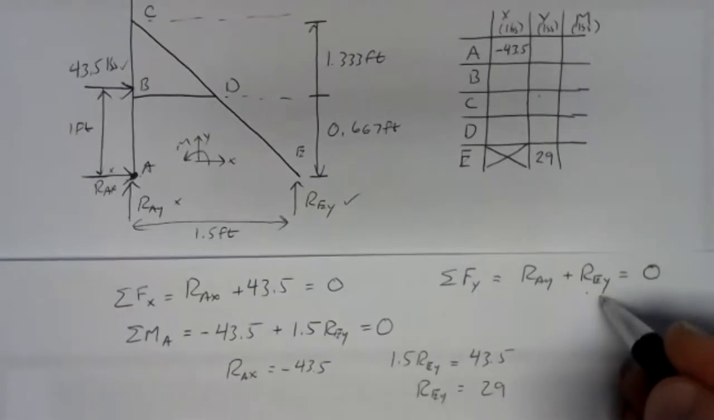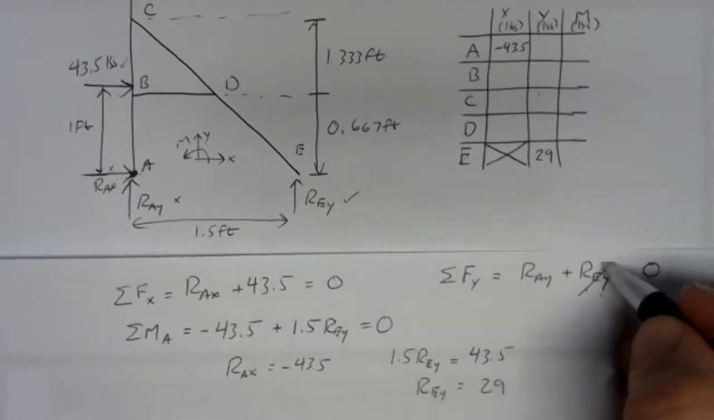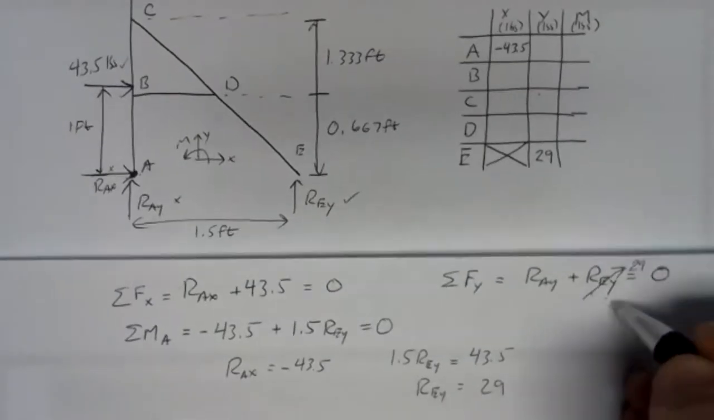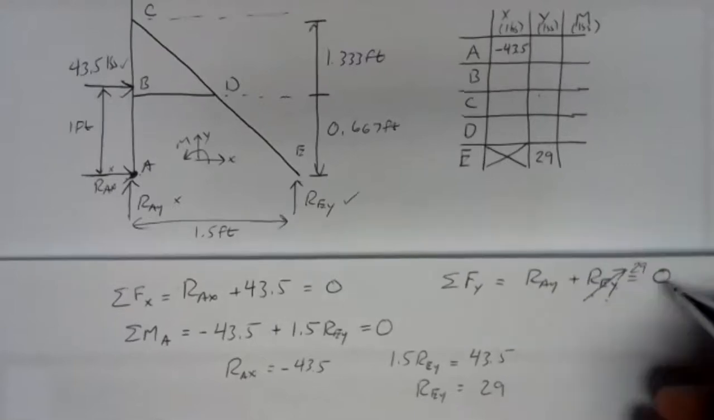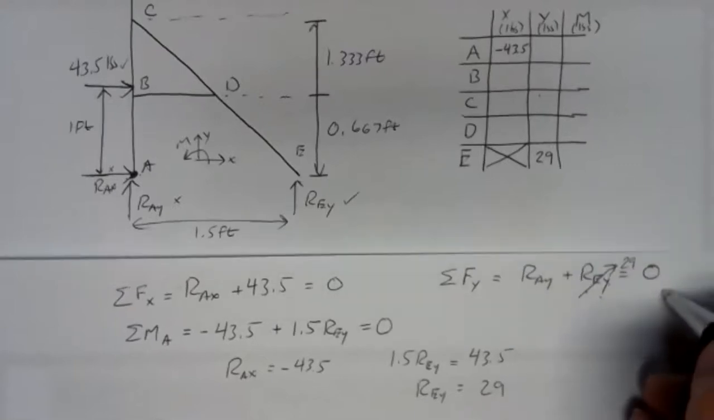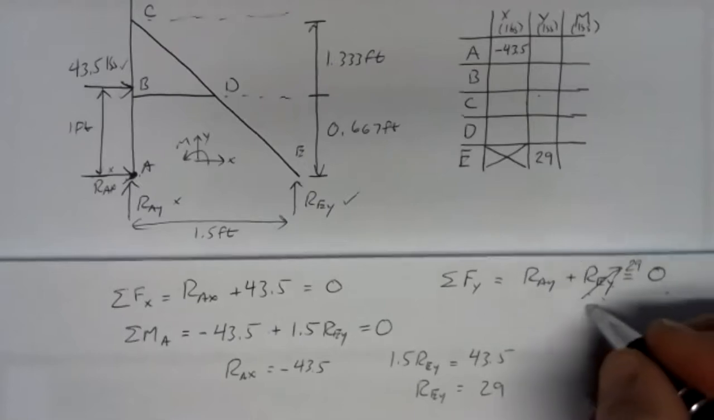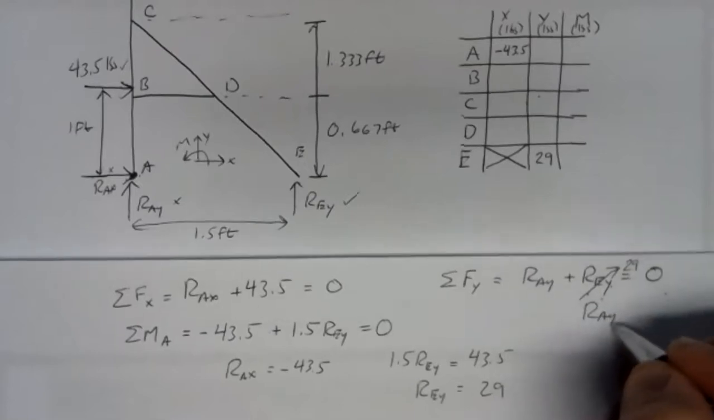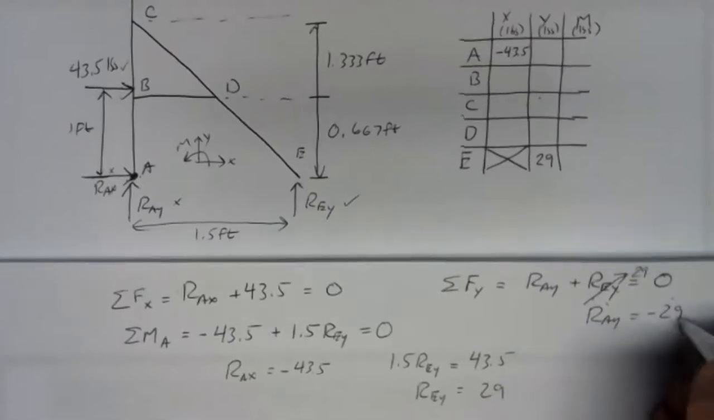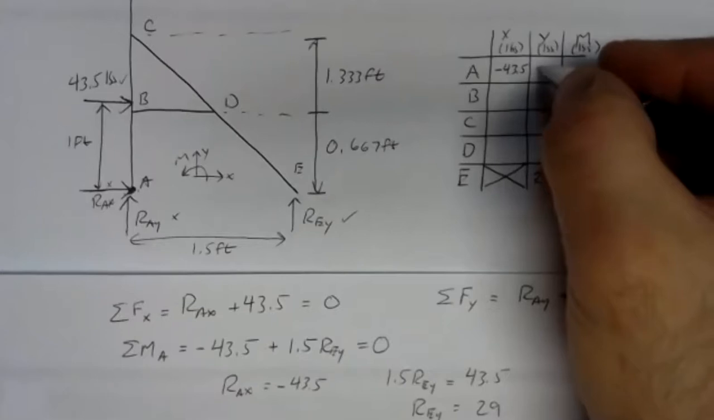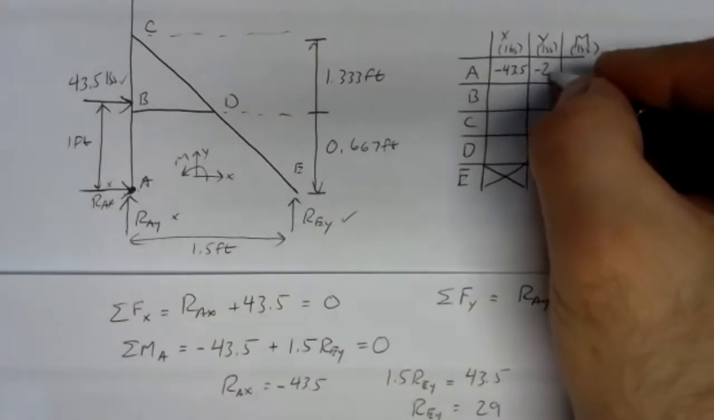And we can now go to our y direction equation. REY is 29, and something plus 29 has to equal 0. The only thing we can add to a positive 29 to get 0 is a negative 29. So RAY equals negative 29. So we can fill that in on our table.